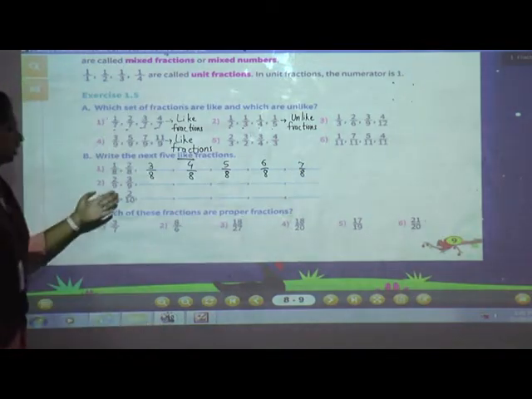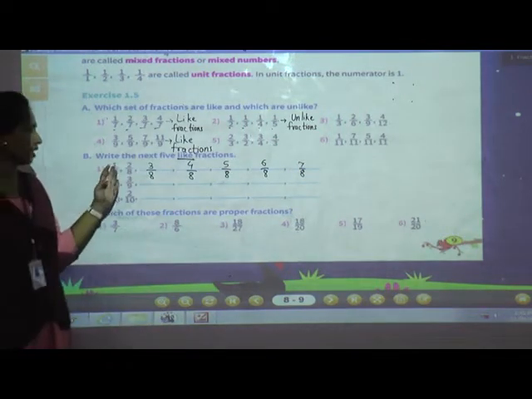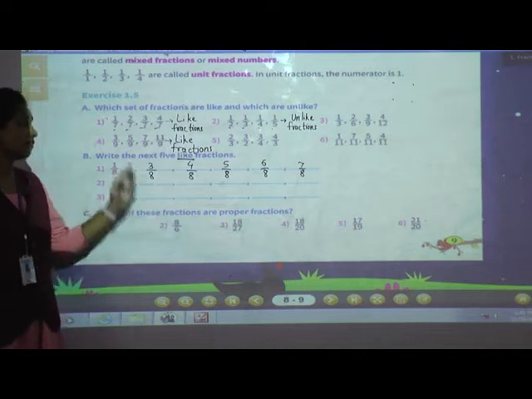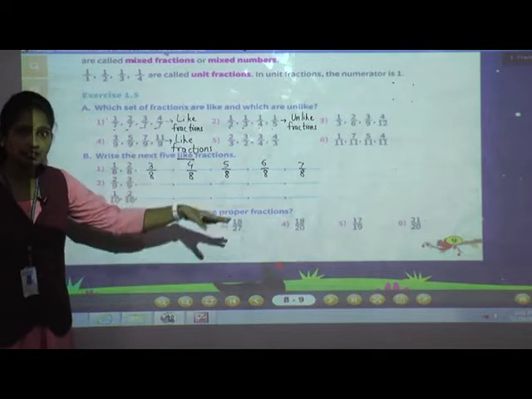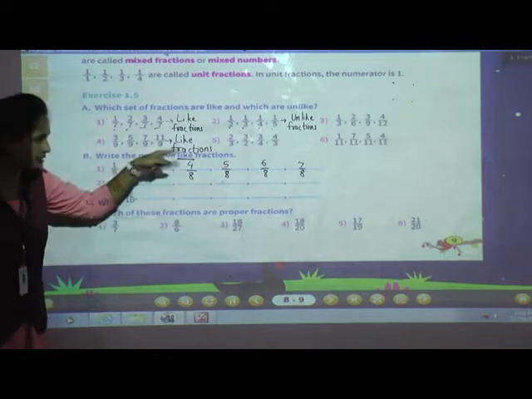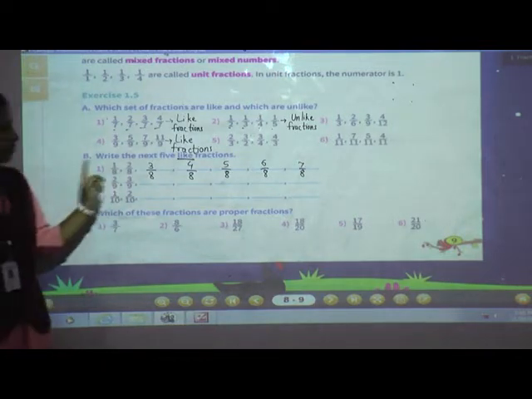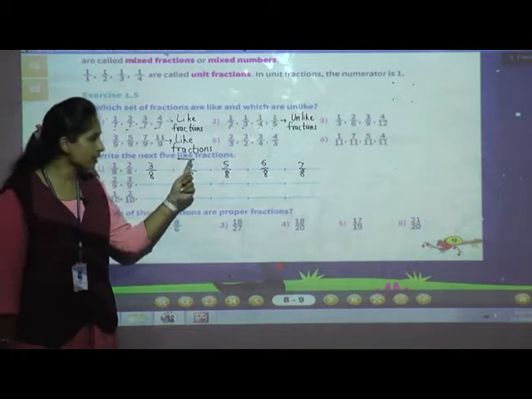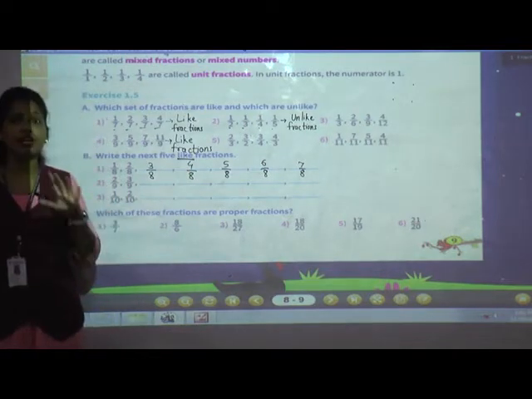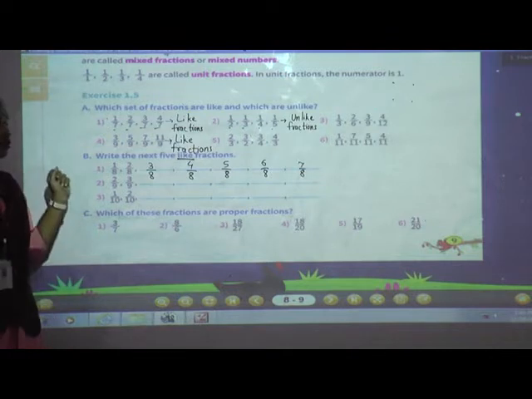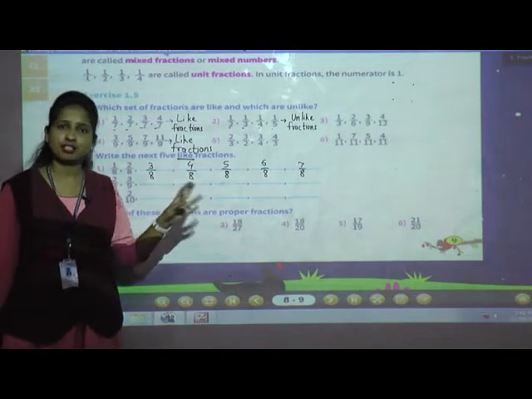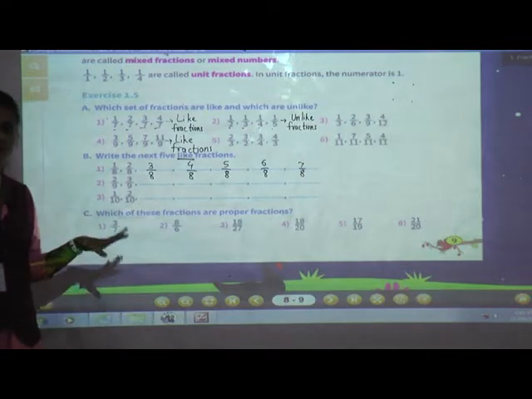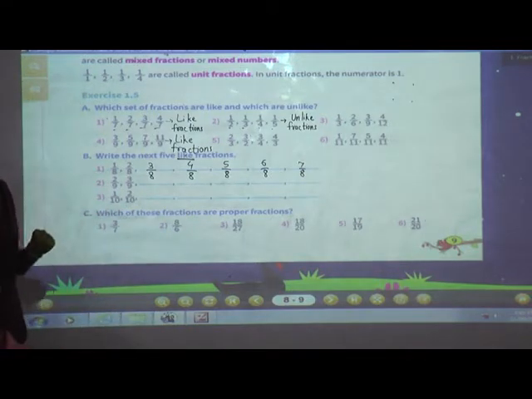Why are we not changing the denominator, students? When we are changing the numerator, why are we not changing the denominator? Yes, because they said write the next 5 like fractions. So we are writing the next numbers in the numerator. And why are we not changing the denominator? Because in like fractions, denominators are always the same. If the denominators are the same, only then they are called like fractions.